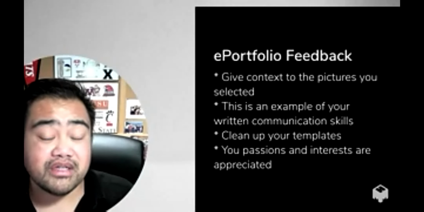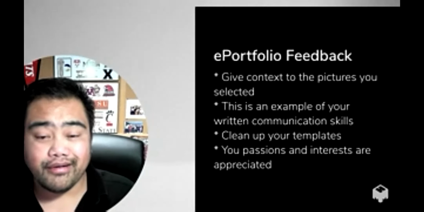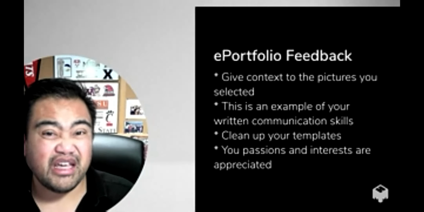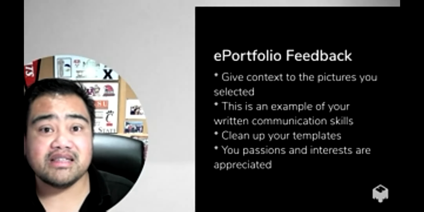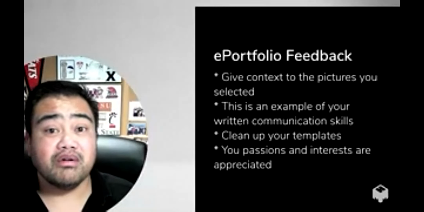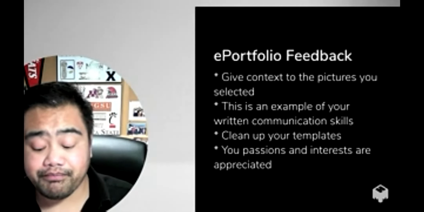Many of you are using standard templates from Wix or Weebly. Totally fine. I would ask that you consider cleaning up some of the fodder, if you will, or some of the unnecessary pages. You may need to insert pages later on, but consider unpublishing those pages within your portfolio, right?